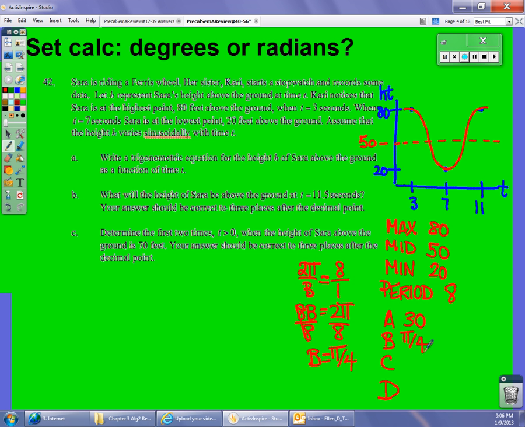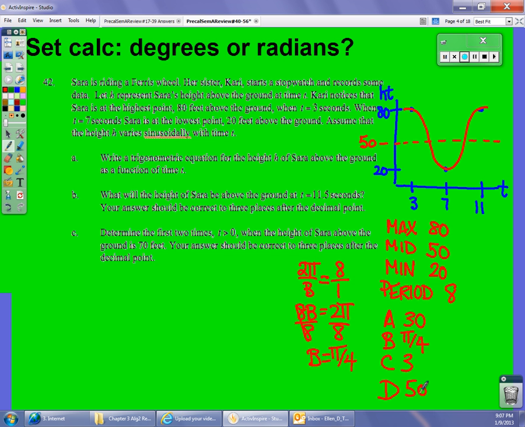Our C value is our phase shift. That's the horizontal shift. Notice that our graph did not start until t of 3, so our C value is 3. Our D value is our midline, and that represents our vertical translation, and it's equal to 50.